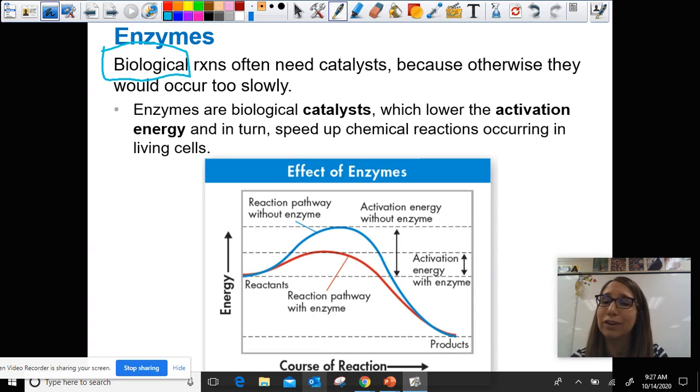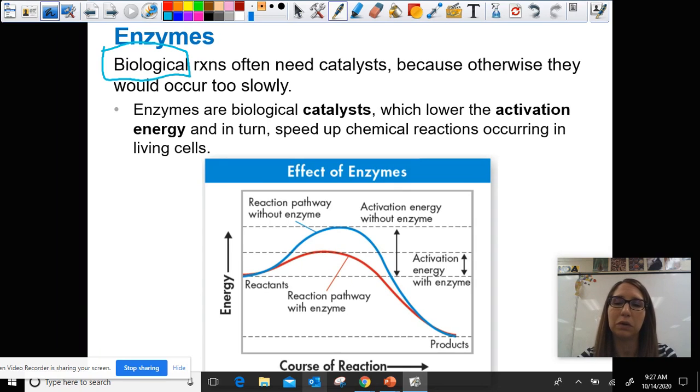If you've ever heard the term catalyst before, if you've ever done chemistry in any other type of science class, you might have used a catalyst to speed up a chemical reaction on a lab bench, okay? So enzymes function in much the same way. The difference, again, is that they're specific to cells, and there are many different types of enzymes, each of which catalyzes its own specific chemical reaction.